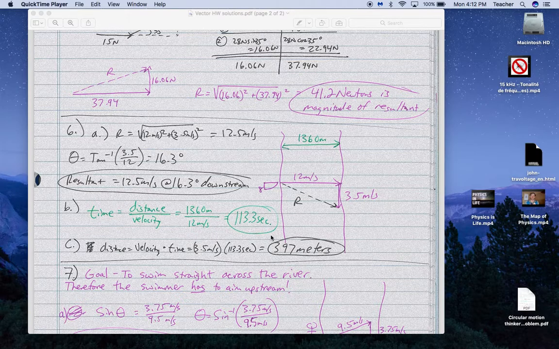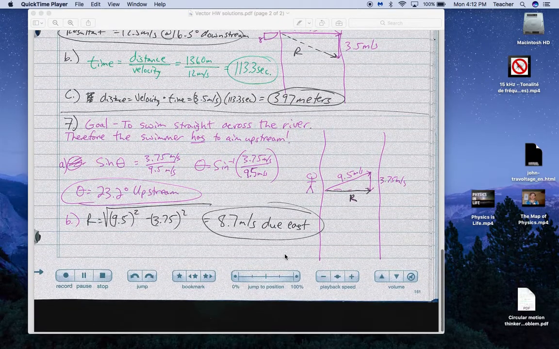To find the distance you're carried downstream, you realize that you're in the water for the amount of time you calculated in B. For every 1 second you're in the water, you're carried downstream 3.5 meters. So 3.5 meters per second times 113-ish seconds gives me around 397 meters.